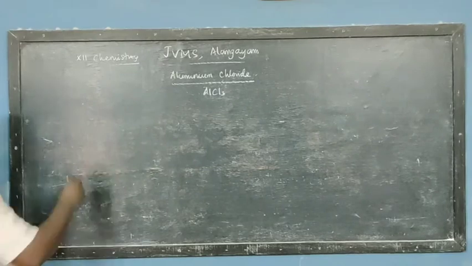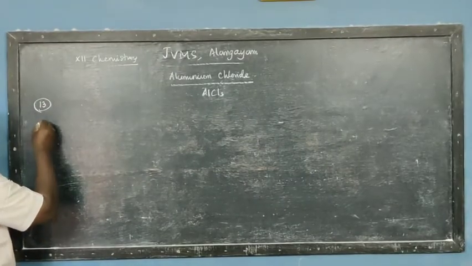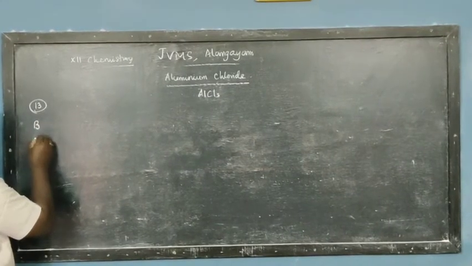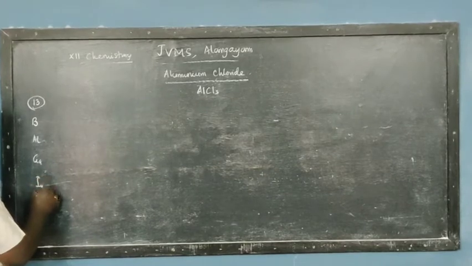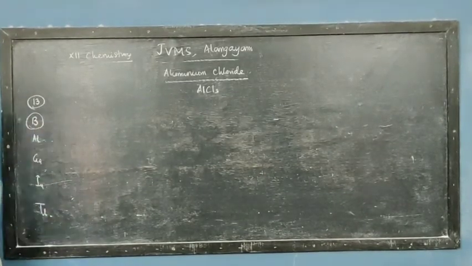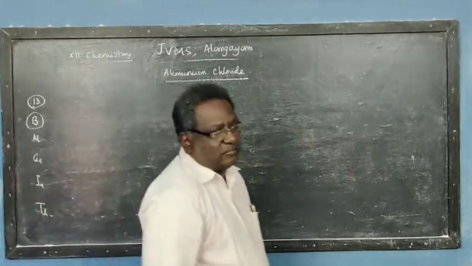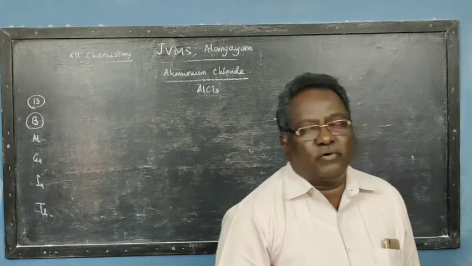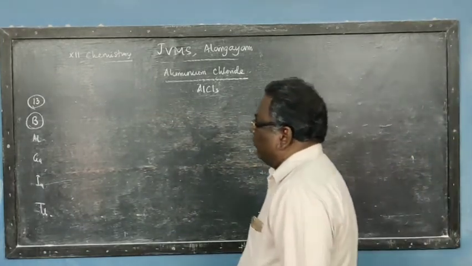So we are discussing the 13th group. In the 13th group, we have boron, aluminum, gallium, indium, and thallium. So far we discussed only boron compounds: borax, boric acid, boron trifluoride, and diborane. These are the 5 compounds that we studied in boron.